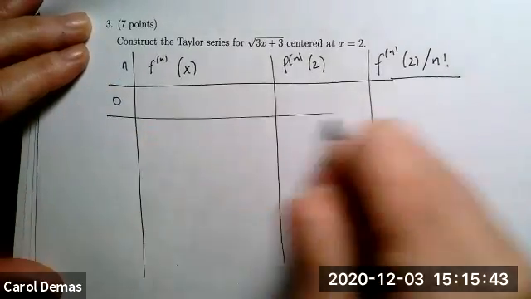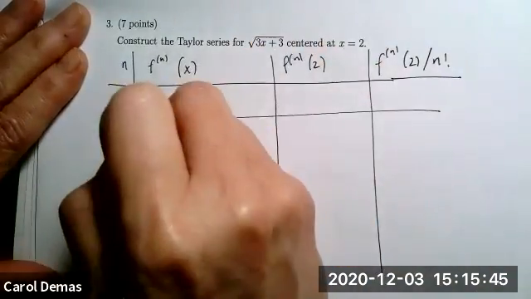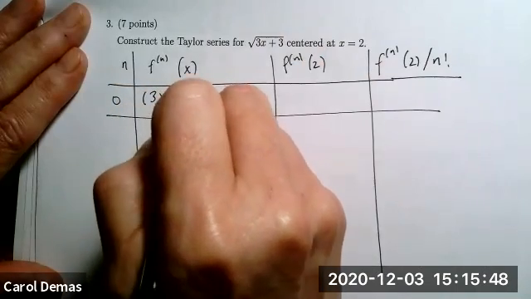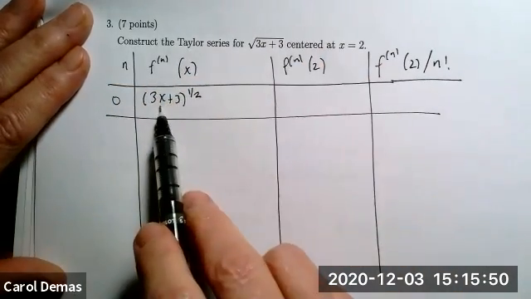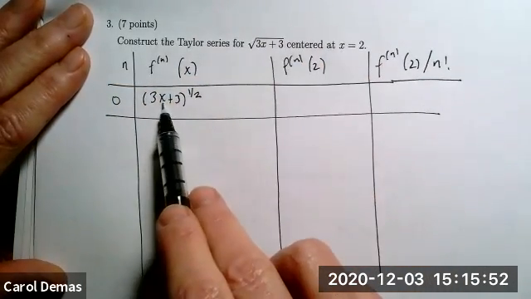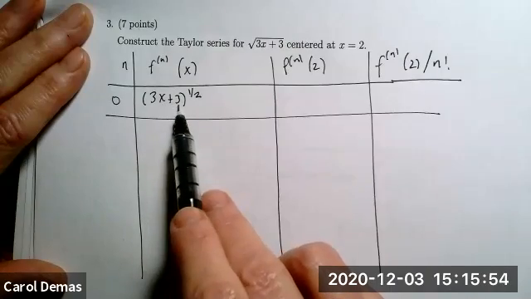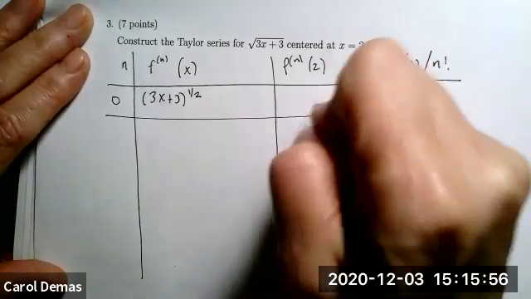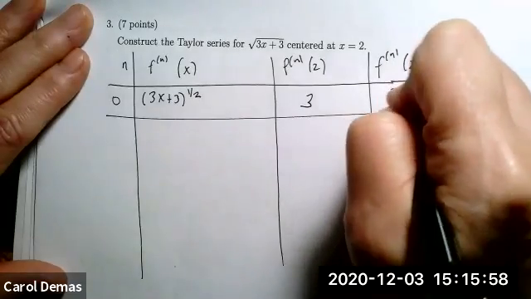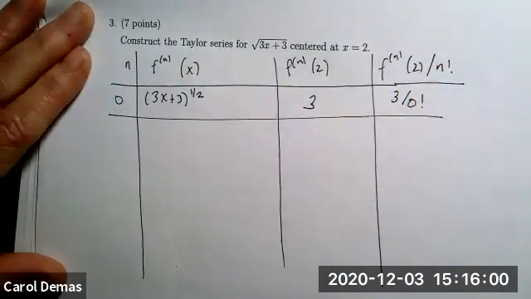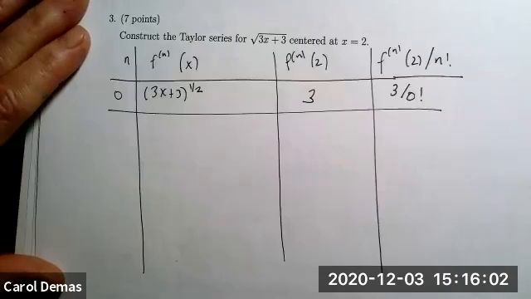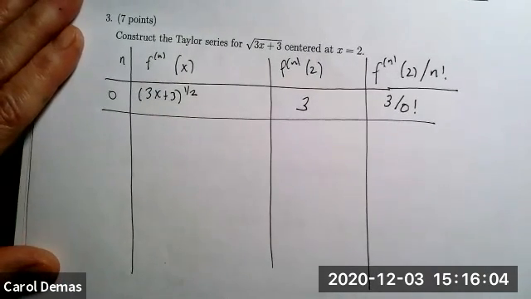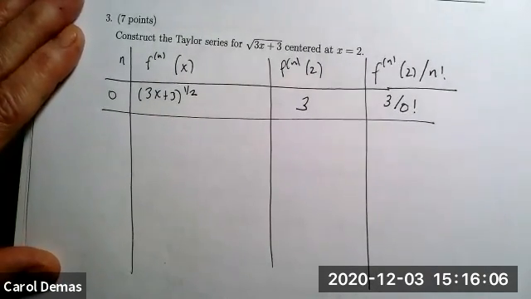Okay, so when n is equal to 0, we have 3x plus 3 to the 1/2. Okay, what do we get when we plug in 2 for x? 6 plus 3 is 9, and the square root of 9 is 3. All right. I'm going to try to round up something that looks like what you'll see on the exam, okay? And he's going to give you m.